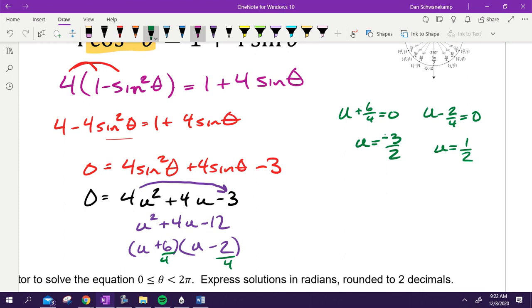Again, I want to change this back to be in terms of sine instead of u. So I want to know when sine is negative 3 halves and when sine is 1 half. Questions on something I did to that point?